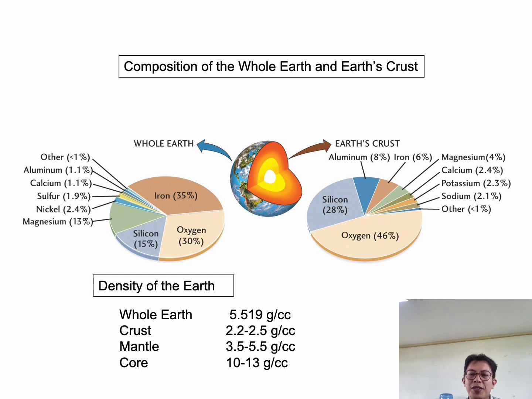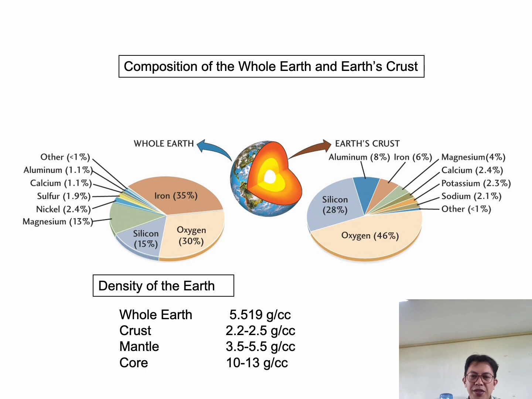Alright. So the composition, let's just review this one. The composition of the whole Earth and the Earth's crust. So when we say whole Earth, that includes all the layers, from the inner core towards the crust. The majority of the elements that you can find in the Earth is iron. It comprises 33%, followed by oxygen, which is 30%, and third, silicon, and any other elements.